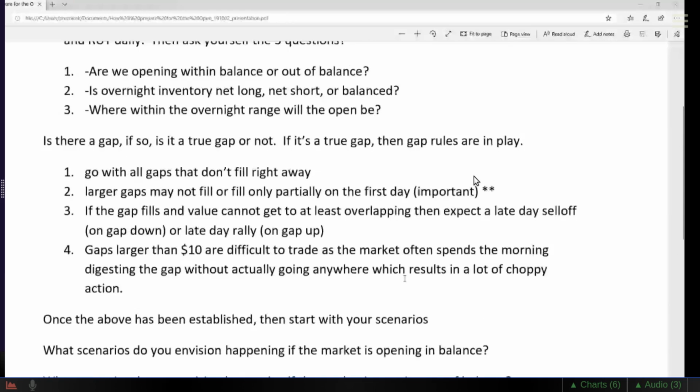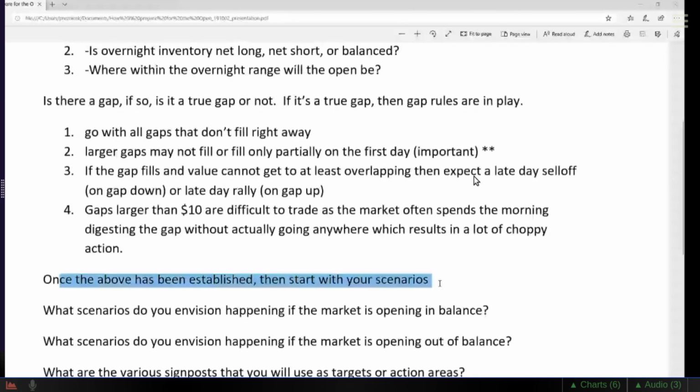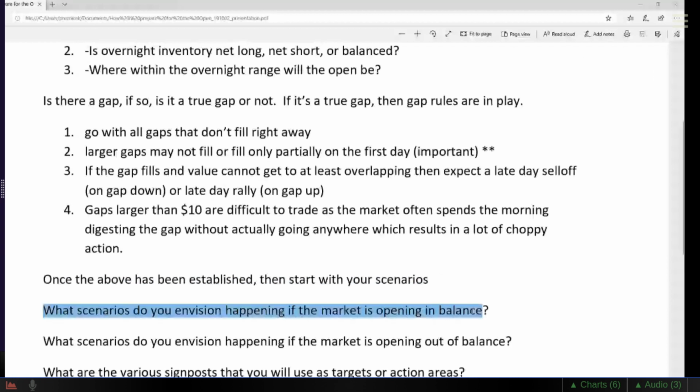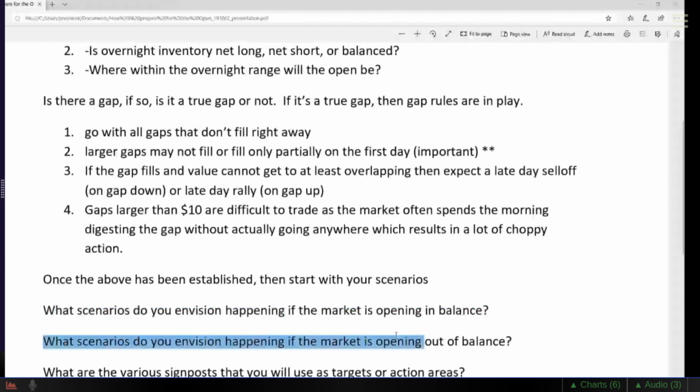Once the above has been established, start with our scenarios, okay? What scenarios do you envision happening if the market is opening in balance? All right, let's say we're opening in balance. That's the first question I ask myself, all right? What scenarios would you envision happening if the market opens out of balance? Okay, this is the question you ask yourself. What are the various signposts you would use as targets or action areas?